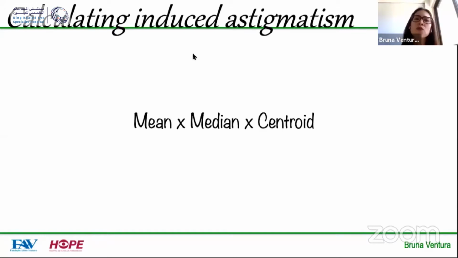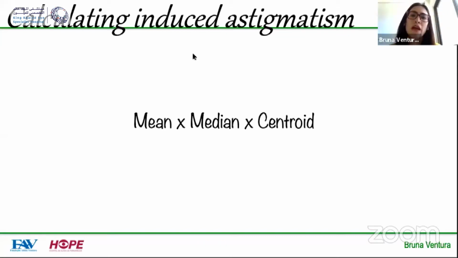And when we were talking about mean, we were considering the astigmatism as having just the magnitude. We were forgetting all about the axis. We weren't talking about astigmatism as a vector, but as a magnitude. After, the next step was to change from the mean to the median. And we improved a little on the results when we incorporated the median of the astigmatism, but we were also talking just about the magnitude of astigmatism.